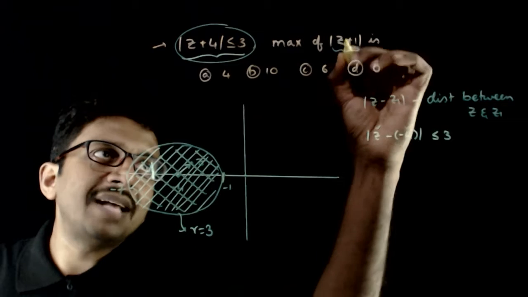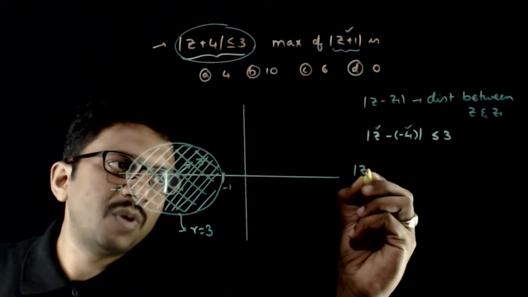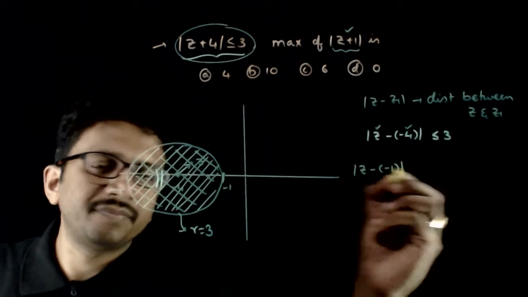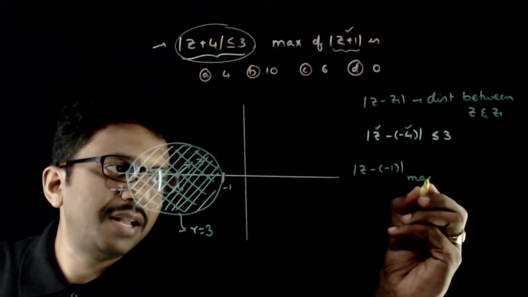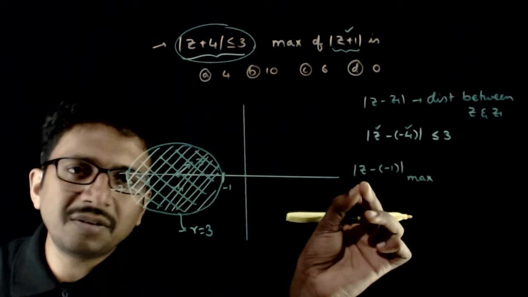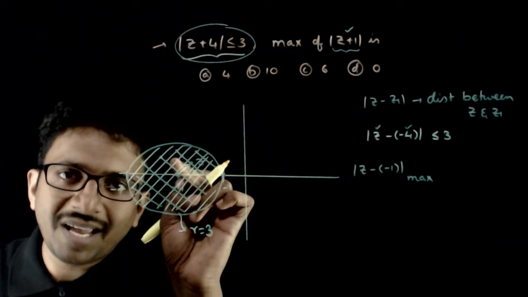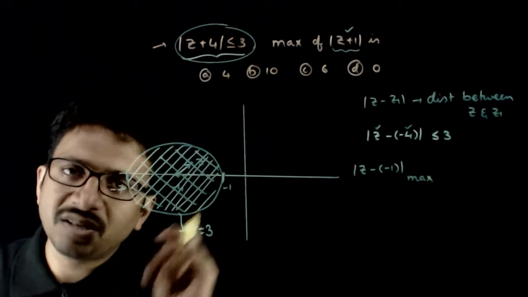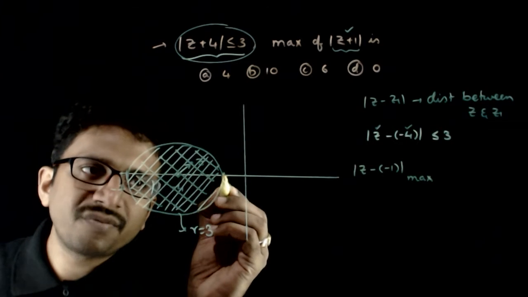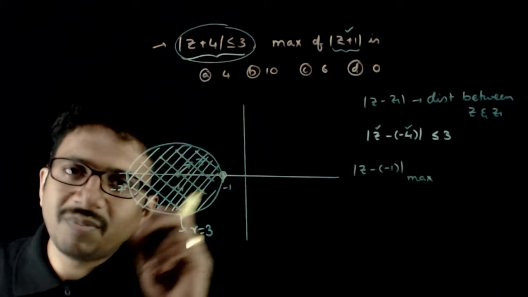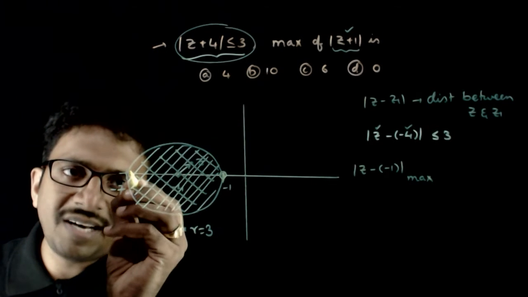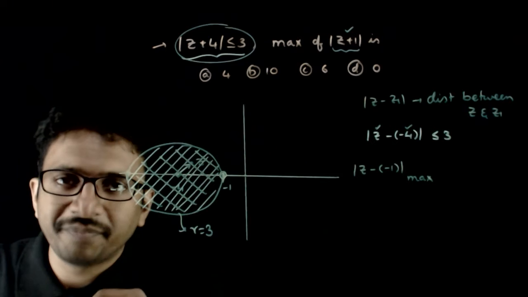Now you're asked to find the maximum value of mod of z plus 1, that is mod of z minus of minus 1. I want the maximum value of this. That's nothing but the maximum distance between any complex number in this area and minus 1. So what is the complex number which is farthest from this complex number minus 1? Obviously this is the diametrically opposite point.